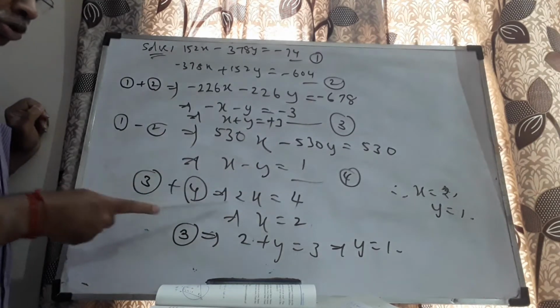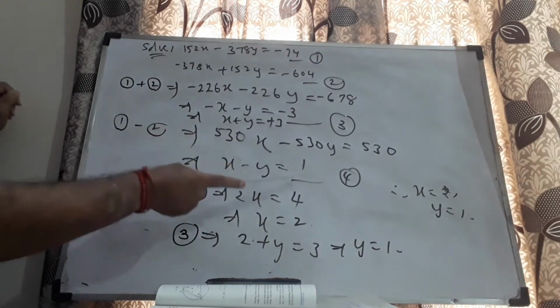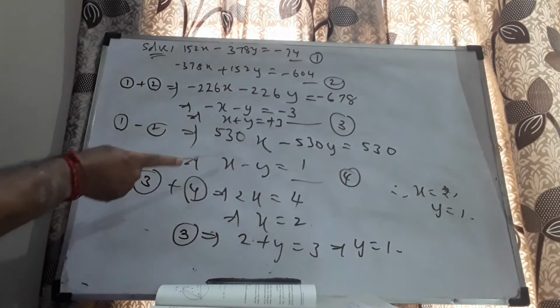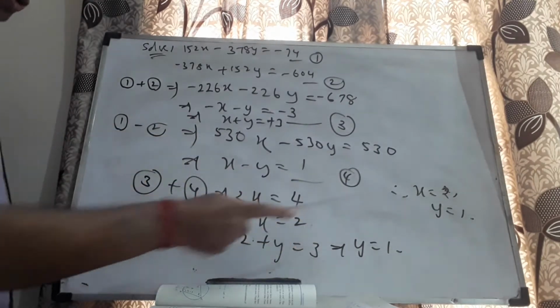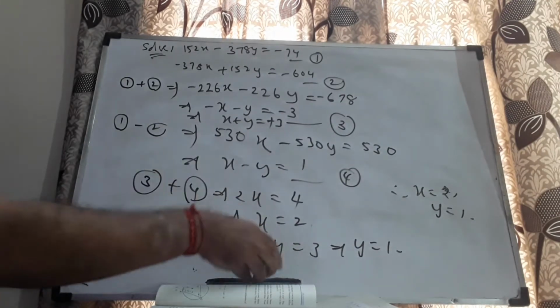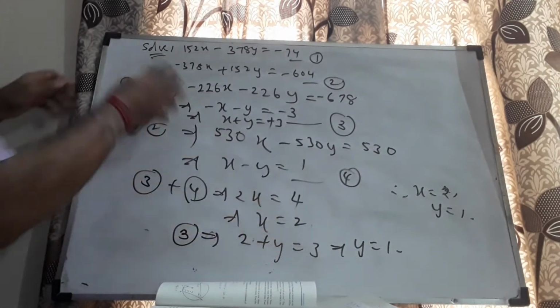Add 3 and 4. 2x is equal to 4, y gets cancelled. x becomes 2. Go back to equation 3. 2 plus y is 3. y is 1. Therefore, x is equal to 2, y is equal to 1. You can substitute and check the answer also if needed.